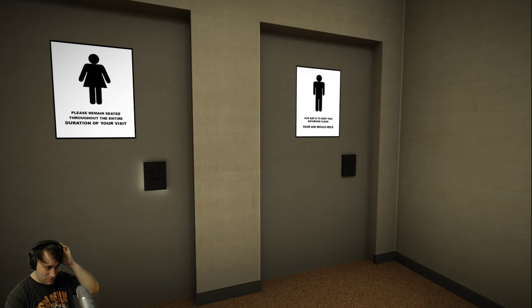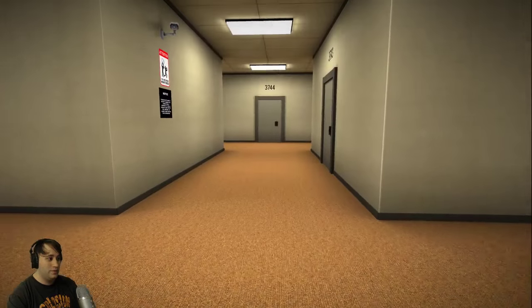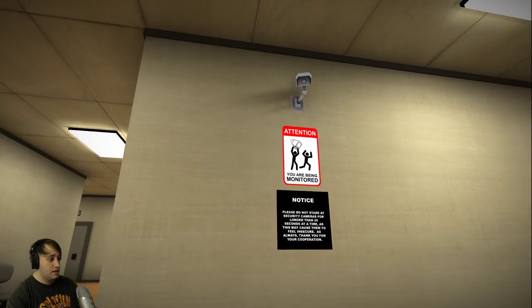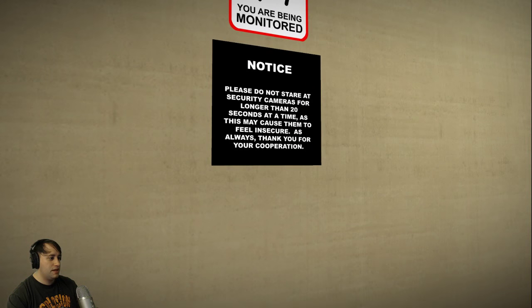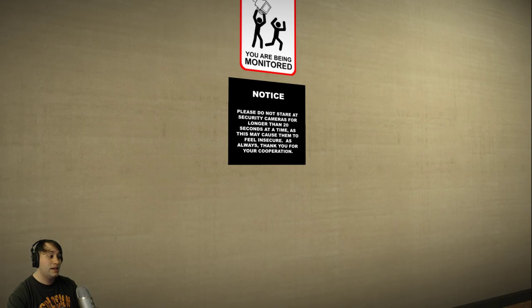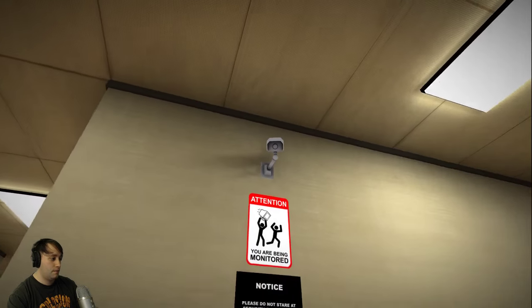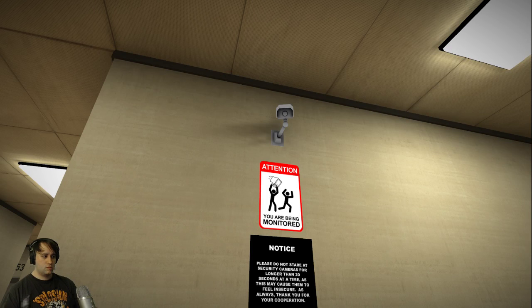Please remain seated through the entirety of your duration. Our aim is to keep the bathroom clean. Your aim will help. Lovely. Attention, you are being monitored. Notice, please do not stare at the security cameras for longer than 20 seconds at a time, as this may cause them to feel insecure. As always, thank you for your cooperation.